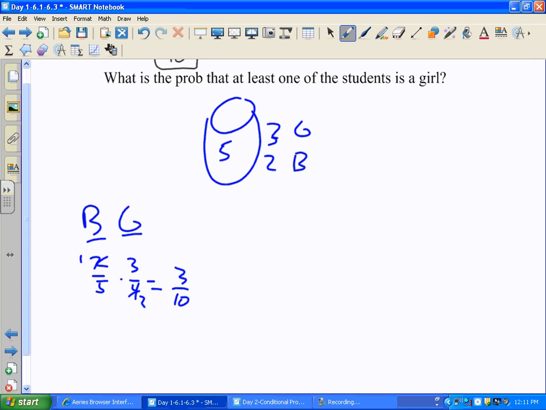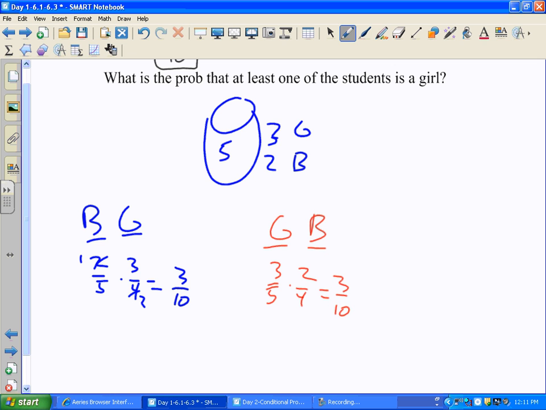Vanessa said, well, what if I go girl, then boy? Will that satisfy that condition? Okay. Well, what's the probability that I go girl and then boy? Wouldn't that be 3 out of 5 and 2 out of 4? That's the same number, isn't it? It should make sense that those two probabilities come out to be 3/10 both times.